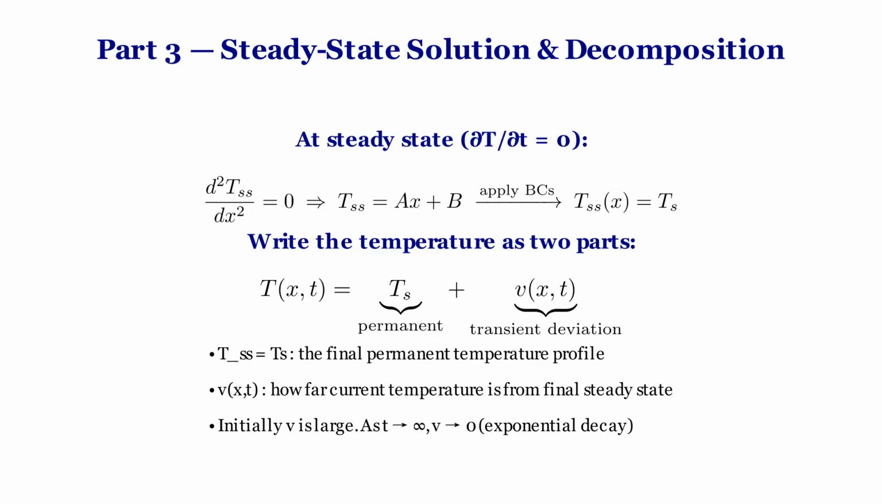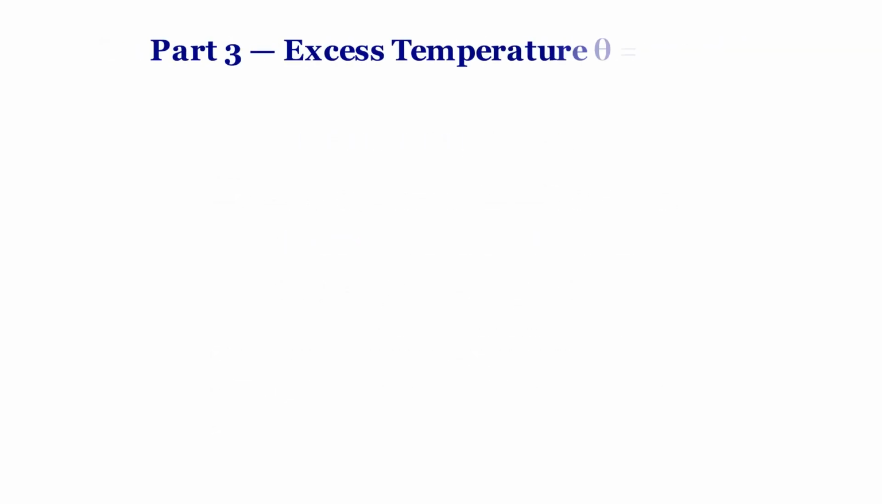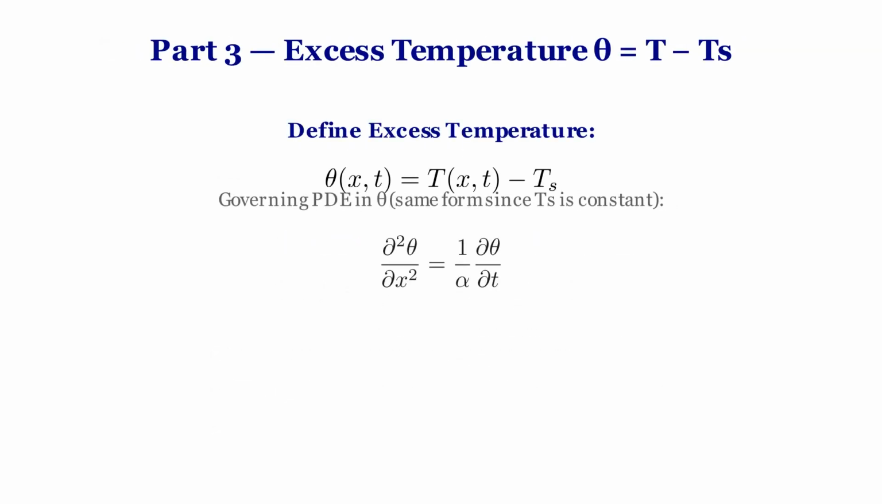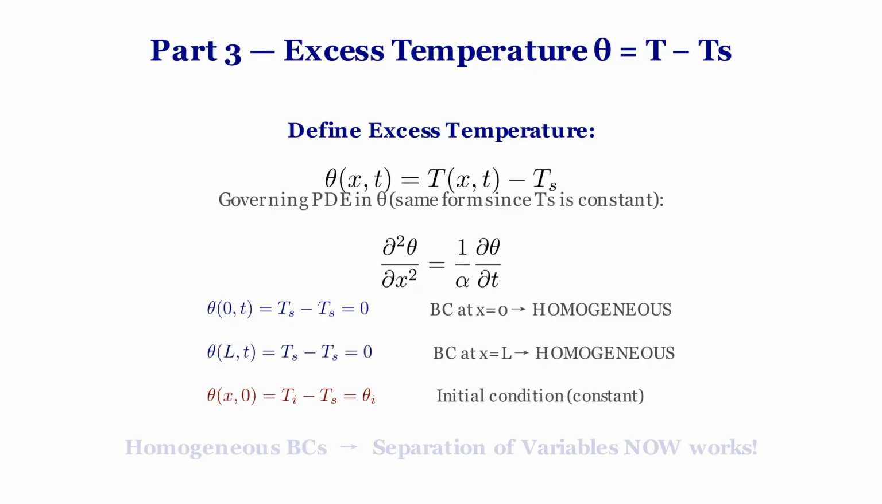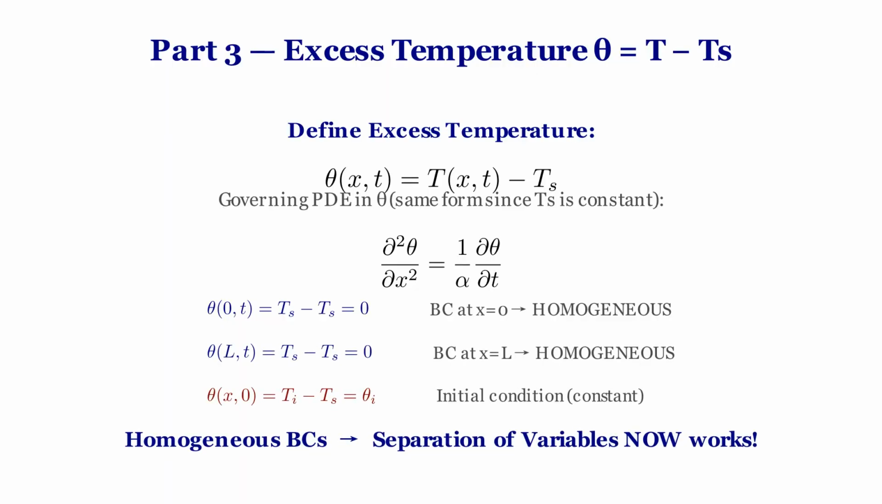Now we write the total temperature as the steady part plus a transient part, T of x and t equals Tss of x plus V of x and t. Here V represents the transient deviation from the final steady state. Now we introduce the excess temperature theta, defined as theta equals T minus Ts. Physically, theta tells us how far the local temperature is from the final surface temperature Ts.